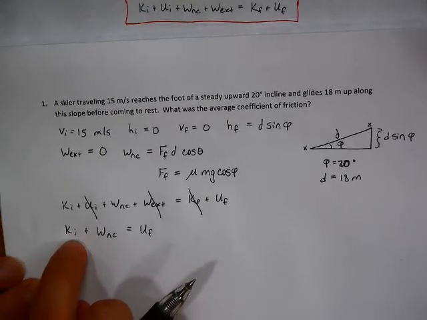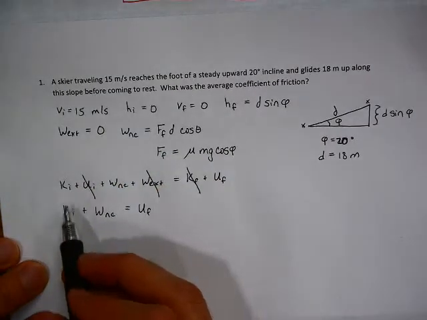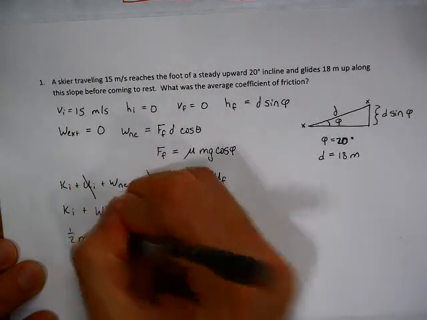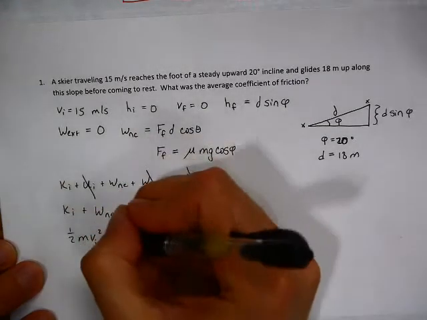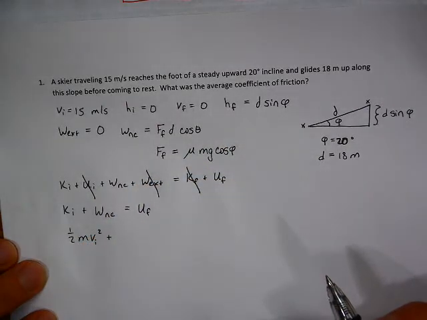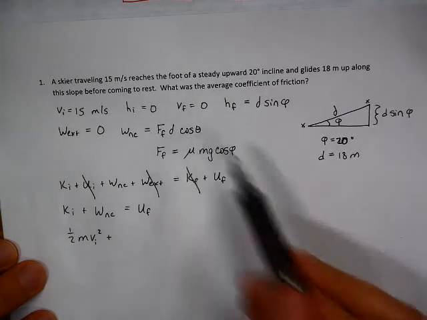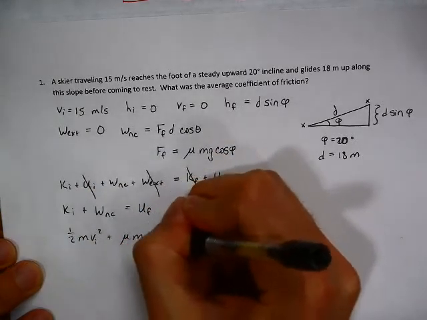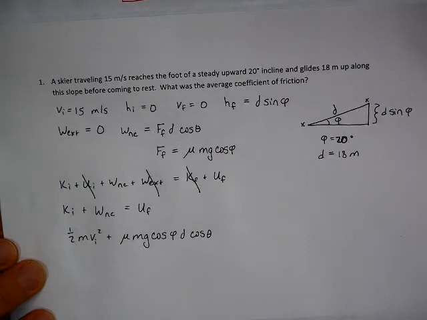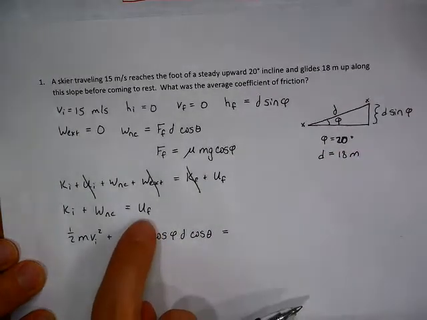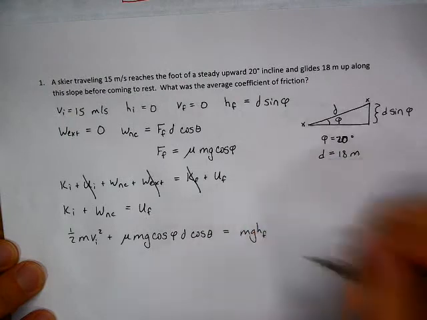Hopefully you remember how to calculate kinetic energy. It's 1/2 mass times speed squared. So we now substitute in that expression for K, 1/2 mass times speed squared, and I'm going to put an I on the V to represent an initial speed, plus the work done by friction. That is this expression for the force of friction times d cosine theta. So it is mu mg cosine times d cosine theta equals our gravitational potential at the end. That's going to be mgh final.